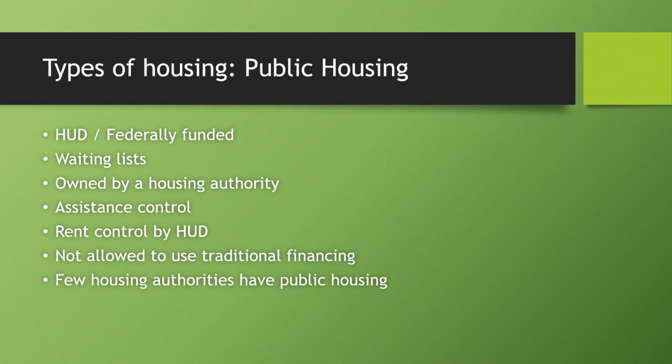Another type of housing assistance is public housing. Again, this is a federally funded program that the local housing authority becomes a contractor through HUD. There are waiting lists within public housing. The building is owned and controlled by the housing authority and that assistance is not transferable anywhere else. It is contained to that building.